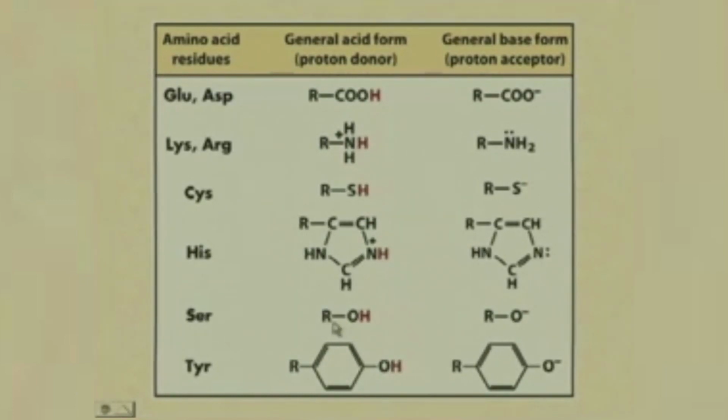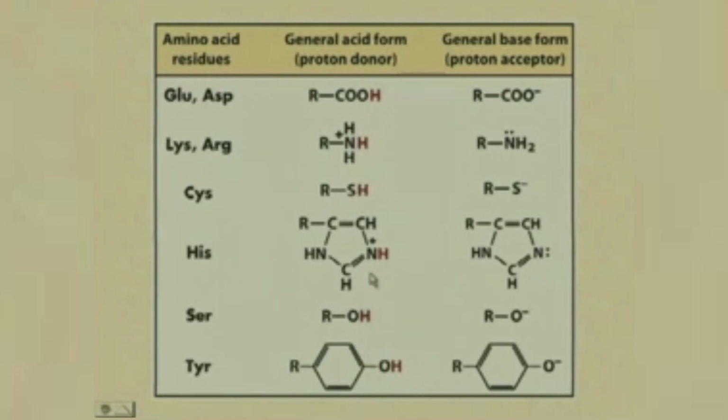Serine, ROH. What is this R? This is the rest of the amino acid basically, or the rest of the polypeptide chain, let's call it. Then we have RO minus. So what is it doing here? Again, proton donor, and if it's this species, it can act as a proton acceptor. Again, tyrosine: if this is the proton acceptor, then this can be the proton donor.